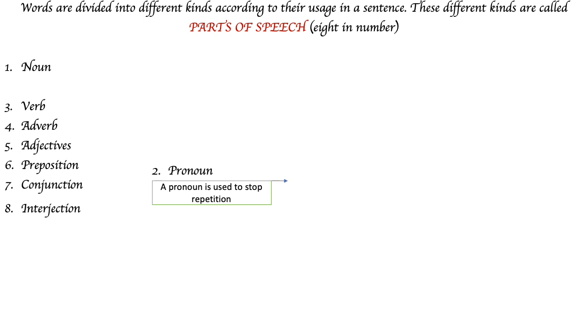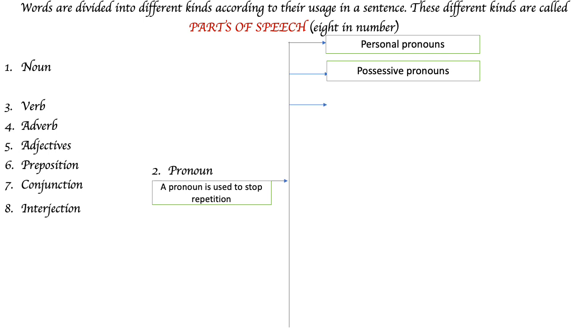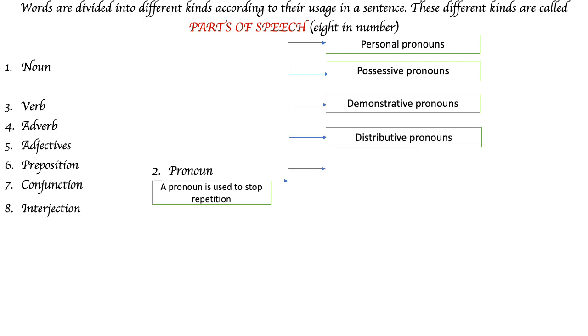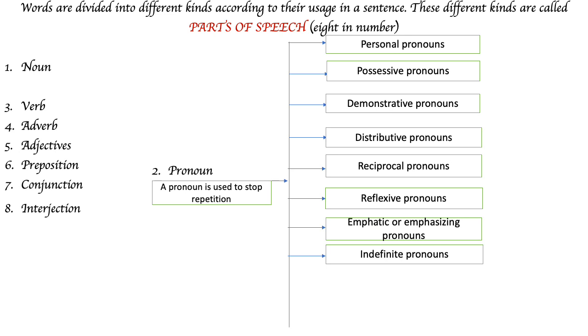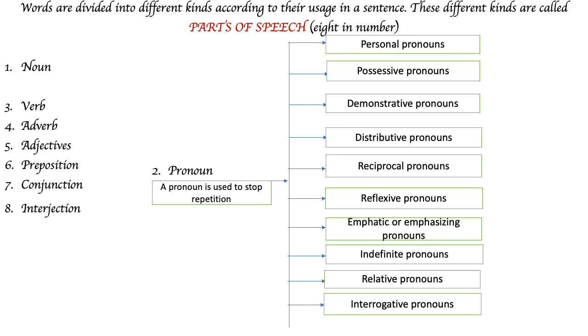Right? Now, pronouns are of 11 types. Yes. These are personal pronouns, possessive pronouns, demonstrative pronouns, distributive pronouns, reciprocal pronouns, reflexive pronouns, emphatic pronouns, indefinite pronouns, relative pronouns, interrogative pronouns, and exclamatory pronouns.